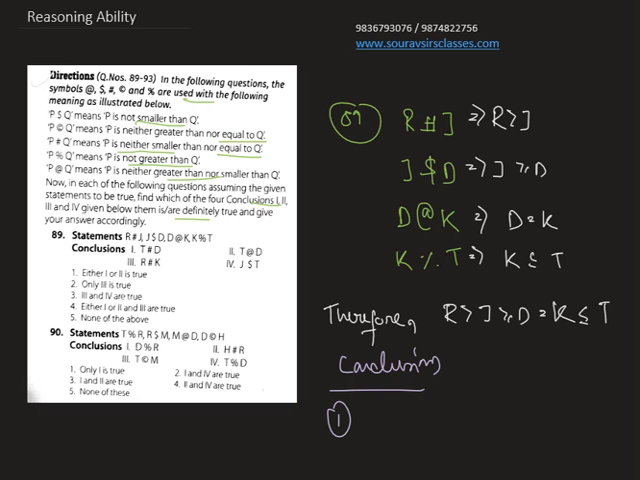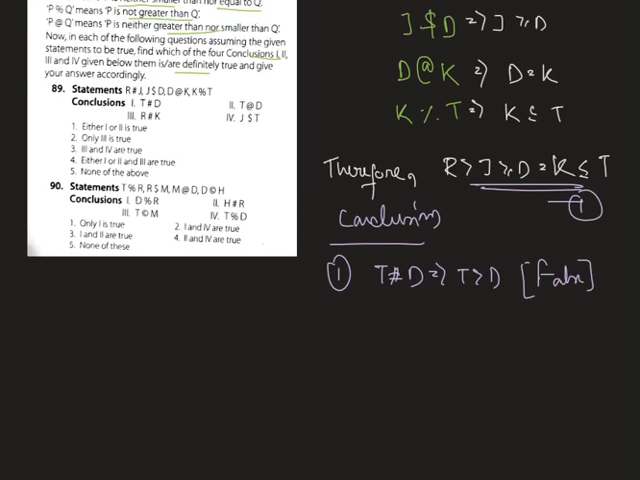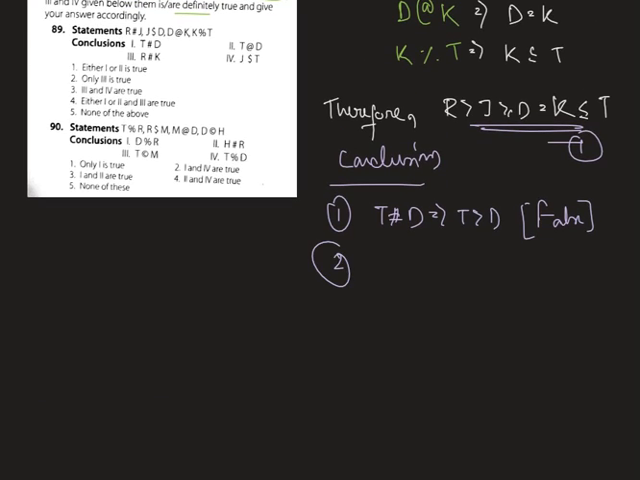Conclusion number 1, T hashtag D. This implies that T is strictly greater than D. And from the relation 1, we can say that this is a false conclusion, a wrong conclusion. Now let's see the next conclusion, T at the rate D. By the question, this implies that T is equal to D, and this is also false from the relation 1.